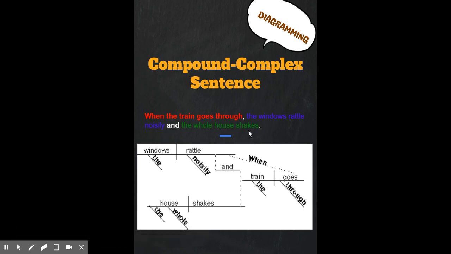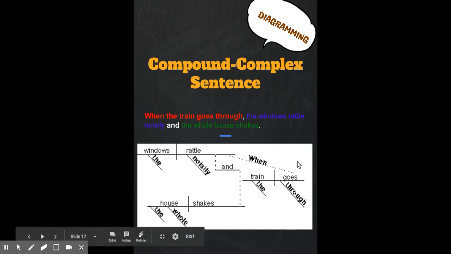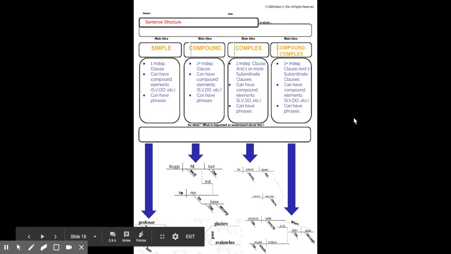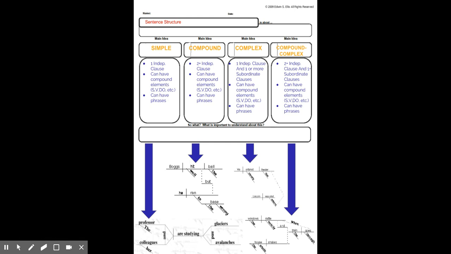So important to remember is that you've got a compound element. You've got two independent clauses, the one in blue and the one in green being connected, and you've got an adverbial clause modifying rattle. That makes it complex. So now putting that together, you have a compound and a complex element. So compound complex sentences, two independent clauses, and then one or more subordinate clauses.